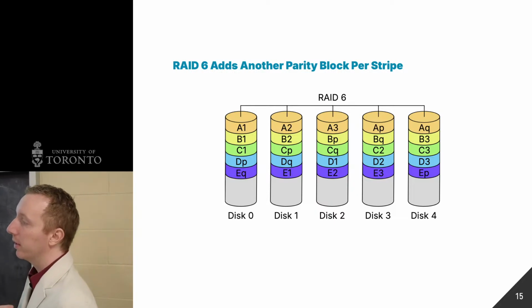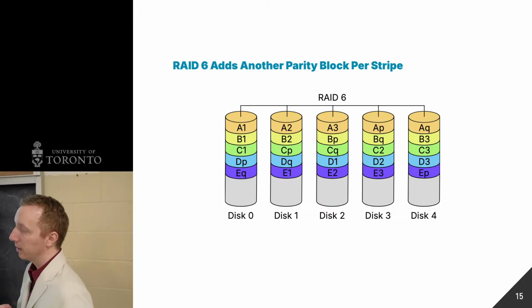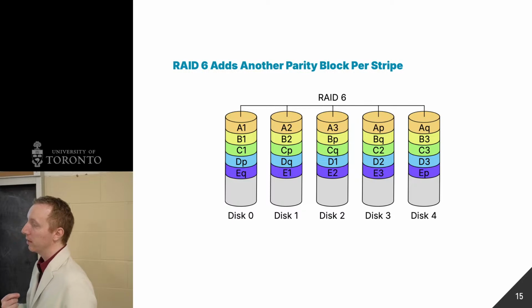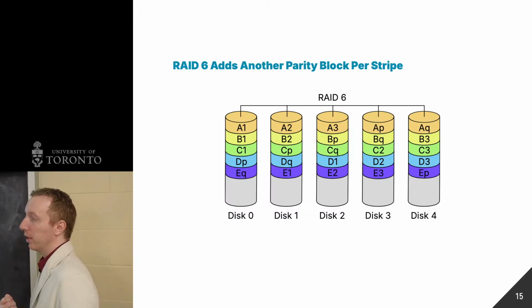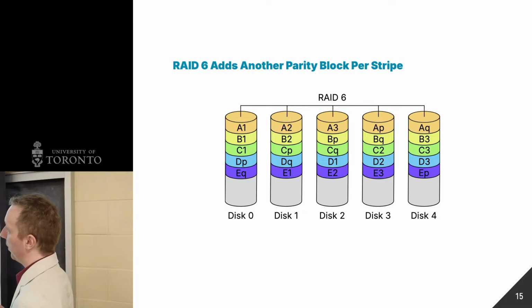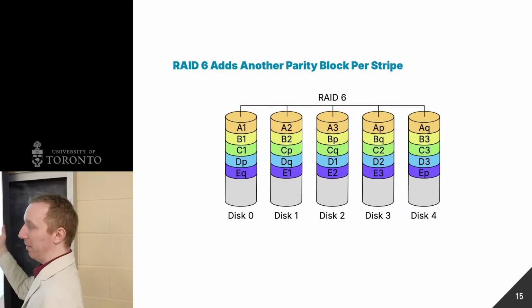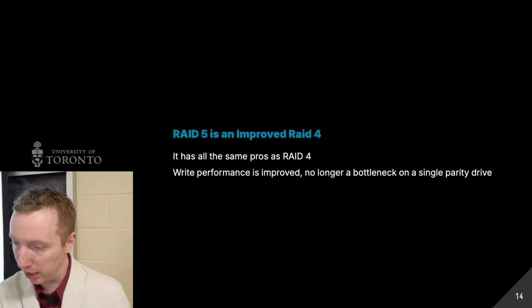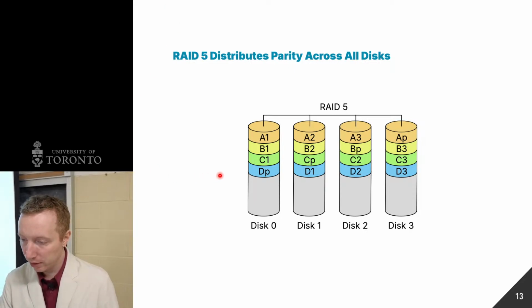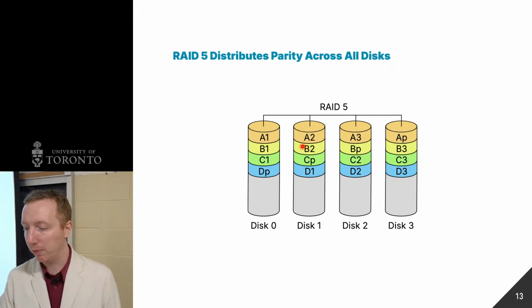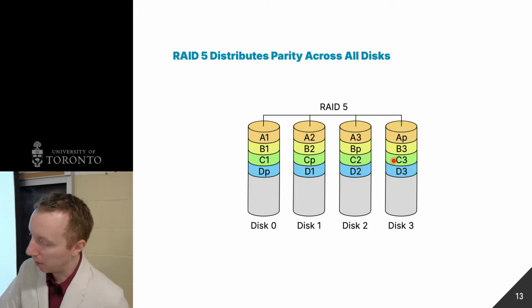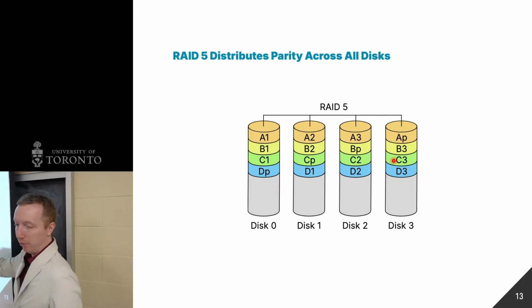Yep? How does distributing the parity bits decrease the overhead? Because aren't you writing to the same number of parity bits? So you're still writing to the same number of parity bits, but you're distributing it instead of concentrating it on a single drive. So for this one, before, if I updated A1, B2, and C3, all those writes were concentrated on the same drive, right?